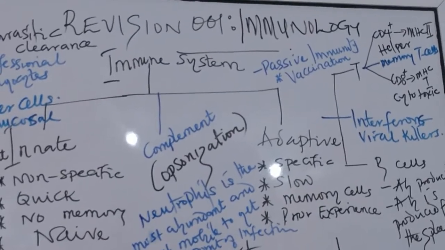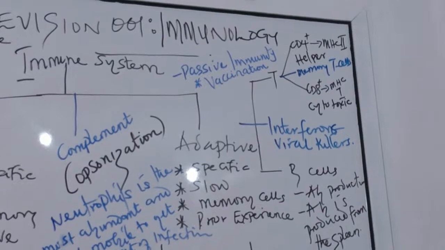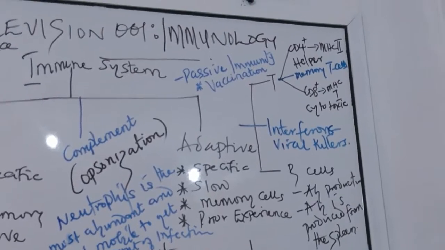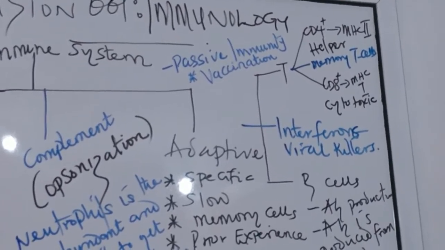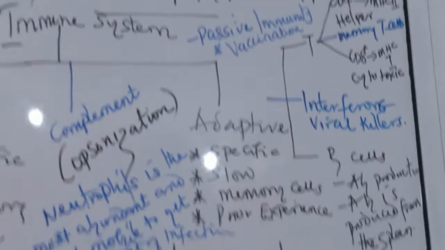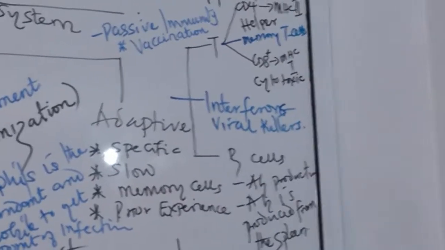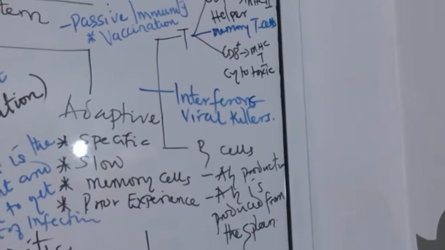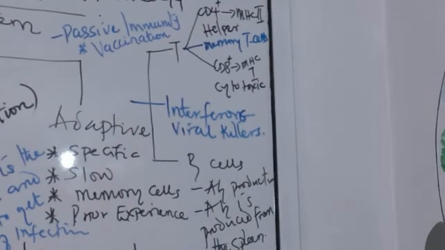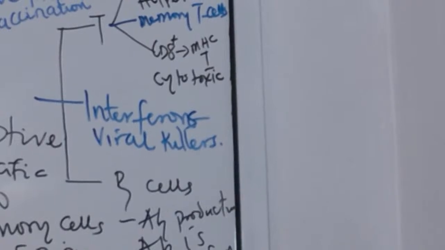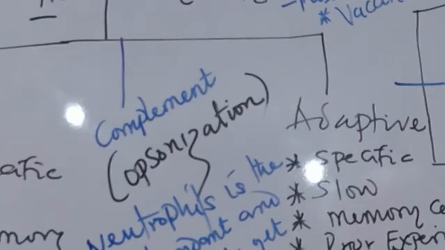Then don't forget, the other aspect of it is the plasma cell, that is the B cell. The B cell is the one that is responsible for antibody production. You need to know that this antibody is produced from the spleen. You have to take note of that. The B cell, which is the plasma cell, is the one that is responsible for production of antibodies. Then you also need to know about the complement system.